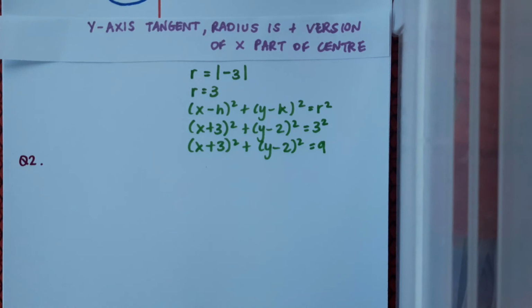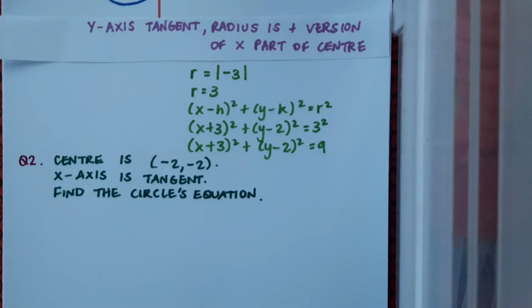So here's a question for you, and this time I won't draw the diagram. I'll just give you the information and you draw the sketch yourself before you begin. So the centre is minus 2 minus 2, the x-axis is a tangent, and you want to find the circle's equation. So pause the video here now, draw a sketch, it's good to be in that habit, and then see can you figure out the equation of the circle.